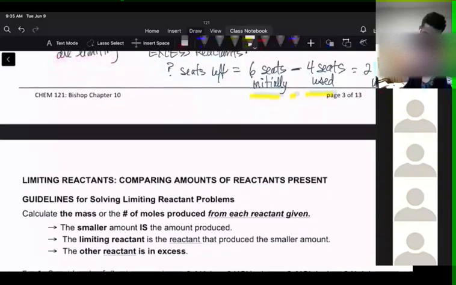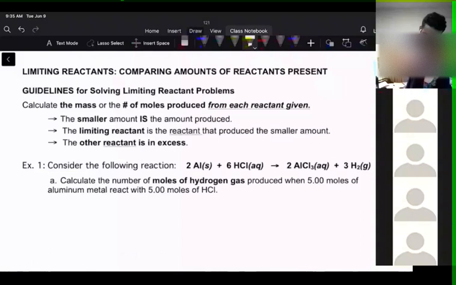So here's our process. We need to calculate the mass or moles produced from each reactant given. So that's at least 2 parallel calculations. Then we're going to pick the one that is the smaller amount. The reactant that produced the smaller amount, that one is the limiting reactant. Remember, the limiting reactant is always a reactant. You'll never give a product as the limiting reactant. Then whatever else is there is in excess.